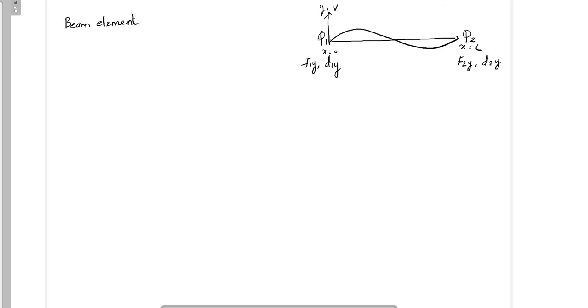Here the unknowns are the rotation at two nodes as well as the displacement at two nodes. 4 unknowns are there. So we can include 4 terms in the polynomial function. So I am going to write v equal to a1x cubed plus a2x squared plus a3x plus a4. So totally 4 constants are there.